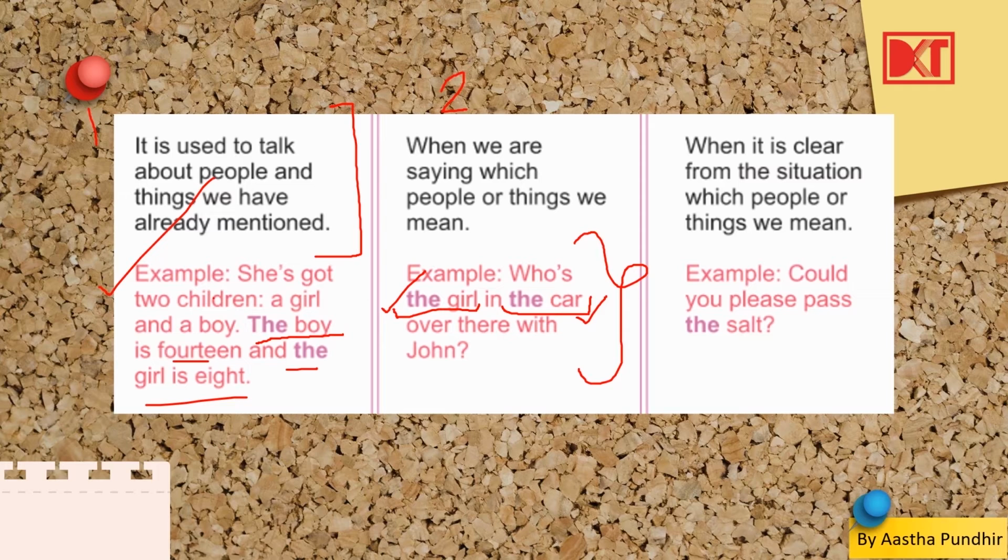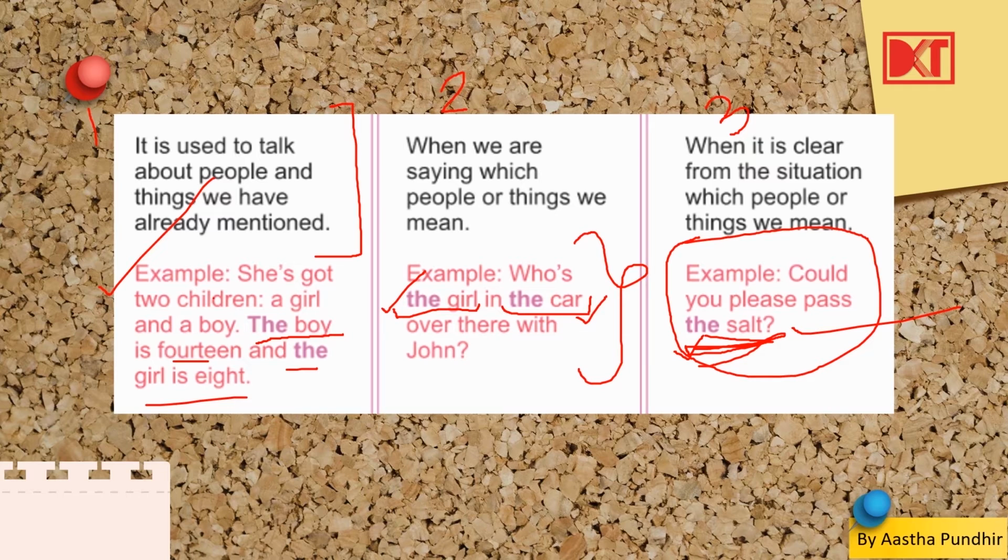थर्ड, व्हेन इट इज क्लियर फ्रॉम द सिचुएशन व्हिच पीपल और थिंग्स वी मीन, मतलब जैसे कुड यू प्लीज पास द सॉल्ट. जो टेबल है, टेबल पे यू नो देयर इज सॉल्ट पेपर के जो बॉक्सेस होते हैं, से could you please pass the salt, तो हम specifically salt की ही बात कर रहे हैं. It is clear कि which salt we're talking about, which thing we're talking about. So the salt. Okay, the is very easy.